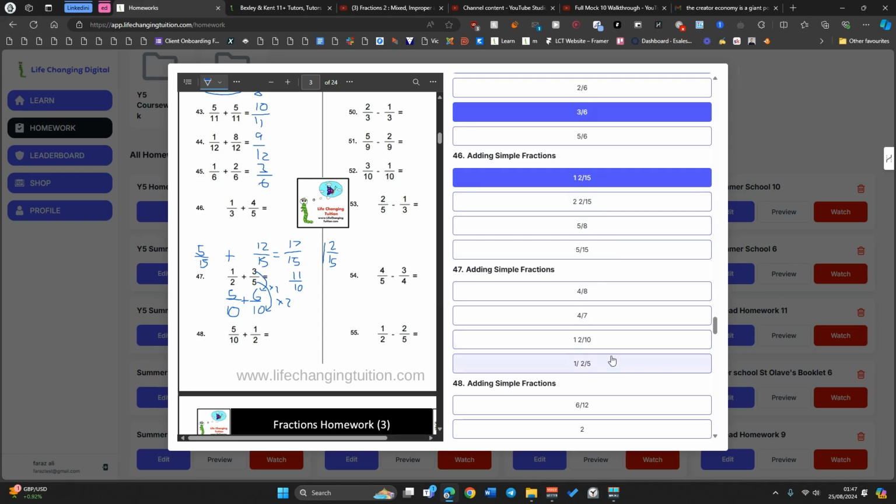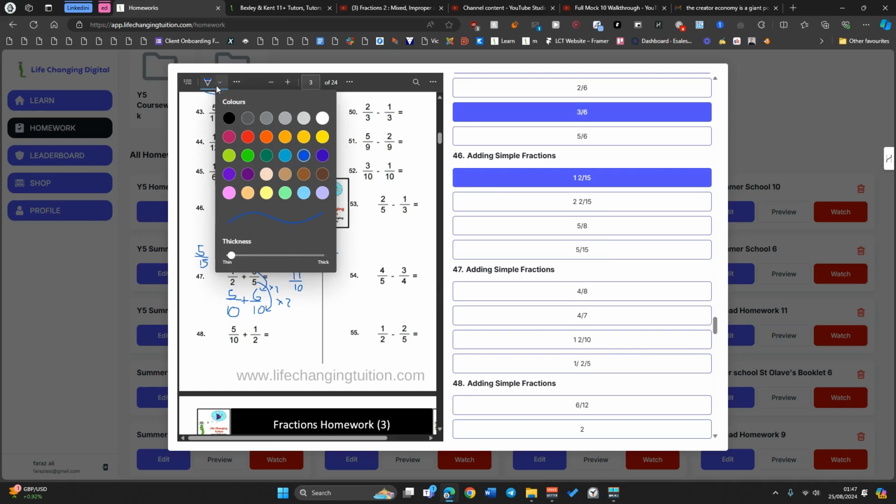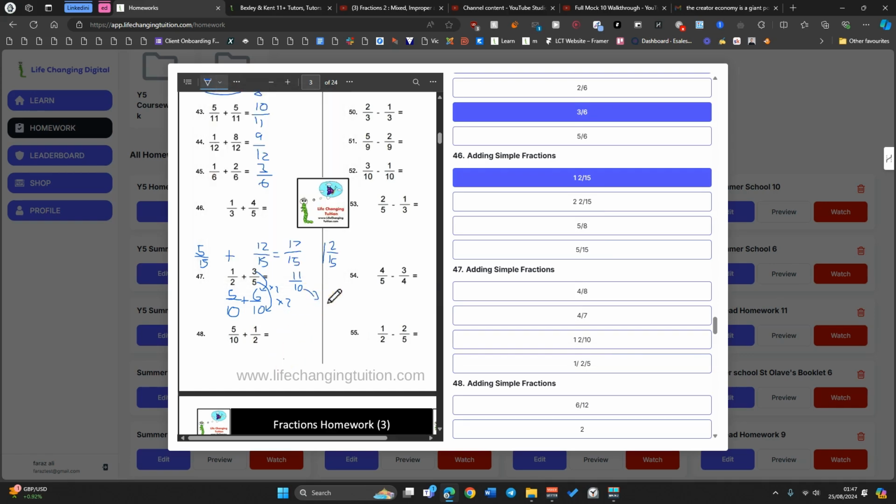And is that an option here? It looks like it is not. So we have to make it into a mixed number. 11 over 10 is basically just 1 and 1 over 10. As I explained above, 10 goes into 11 once, and then you have 1 over 10 left over.